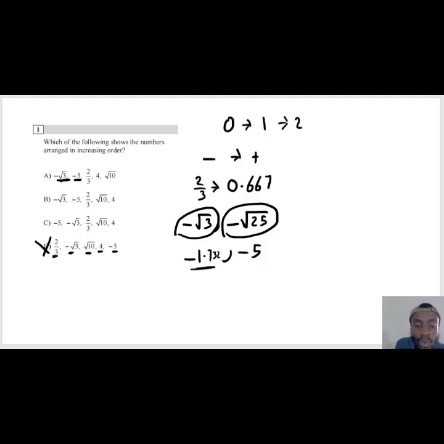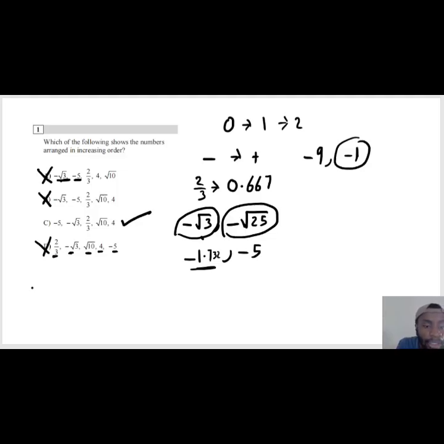Now the biggest one here is this one. For negatives, if you have minus 9 and you have minus 1, the biggest one is obviously what? Minus 1, because minus 1 is a smaller negative. So minus 1 is greater than minus 9. So now we have established that minus root 3 is greater than minus 5. So in increasing order, what is supposed to come first? Minus 5 should come first. Minus root 3 comes first here, so it is wrong. Out and out. So my answer is obviously what?